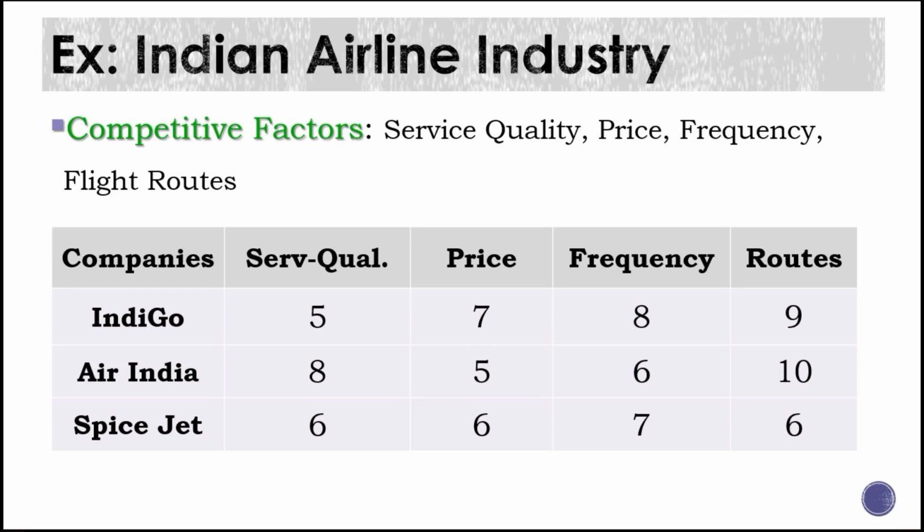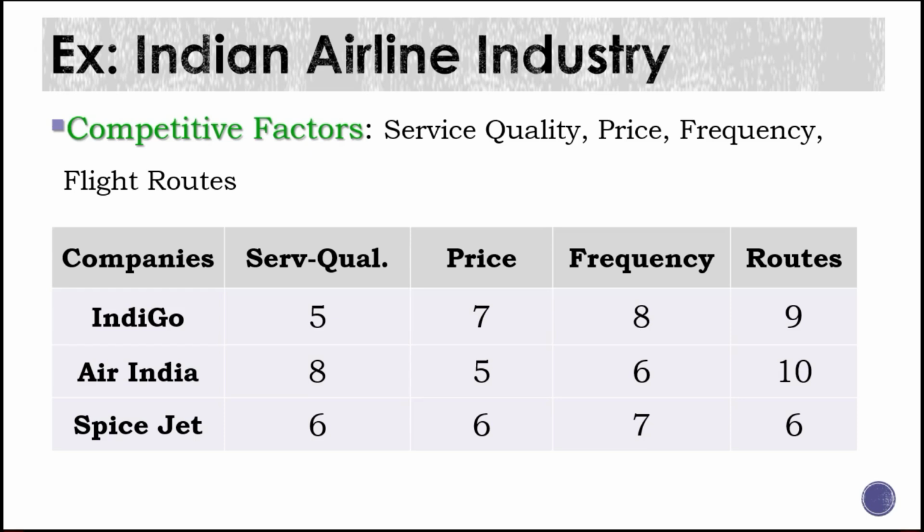These numbers are nothing but the ratings which are given on the scale of 1 to 10. 1 means poor, 10 is the best rating. And the competitive factors which we are considering here for the airline industry are the service quality provided by these companies, the price of fares which are being offered by these companies, and frequency and flight routes. Let us look at the table.